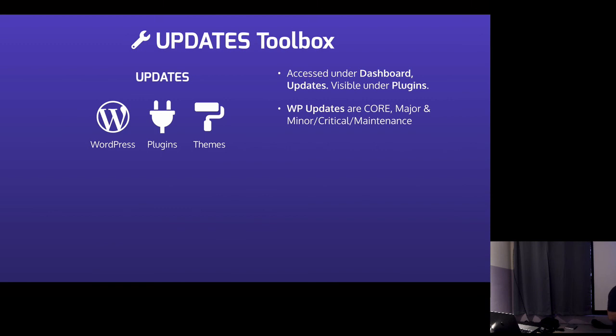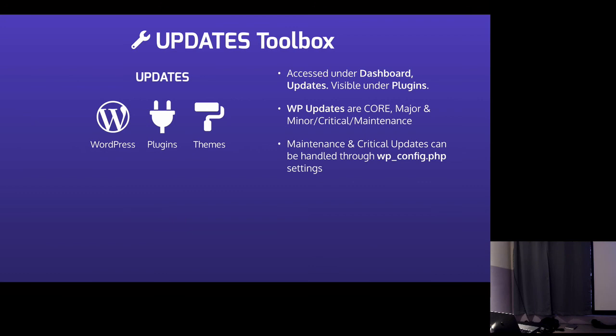When I say core, what I mean is the version number. If it's currently 5.2.3, 5 is a major update, .2 is a major update, and .3 is maintenance, critical, or minor.